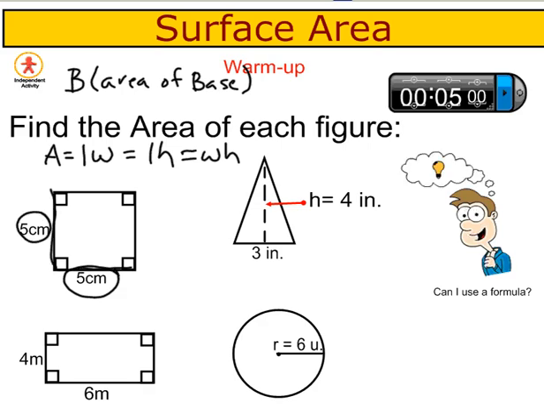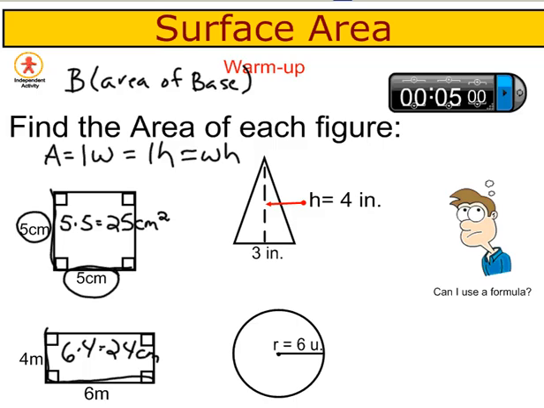So on this one, if we have a square of 5 by 5, to find the area, it's 5 times 5. So it's 25, and it's really important to do cm squared. When you are finding the area, you need to square your measurement. On this rectangle down here, it's a 4 by 6. So 6 times 4 equals 24 cm squared.